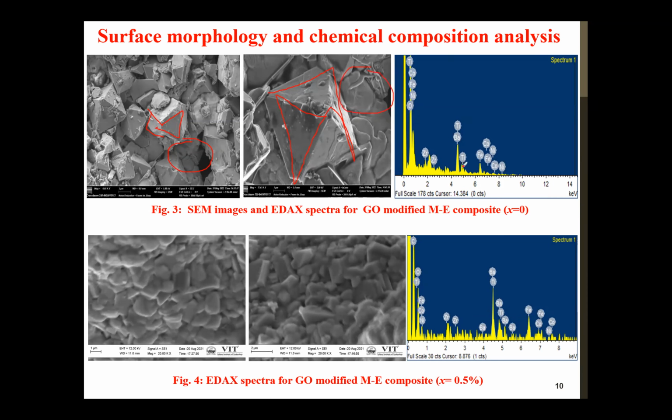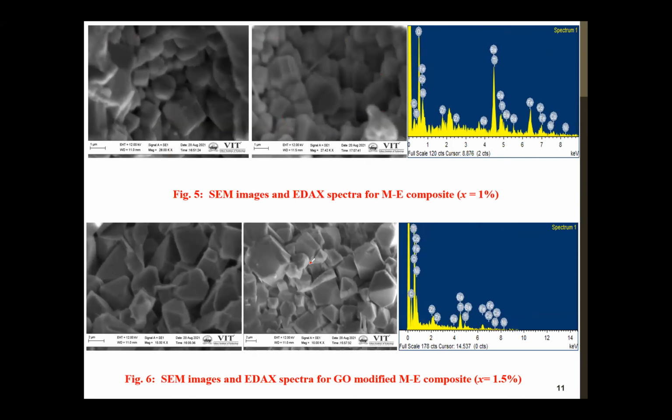From the EDS, it confirms that there is an absence of any secondary impurities in our composition. The same thing is observed for all the graphene oxide magnetoelectric composites with three different compositions, having a bipyramidal polygonal structure. And the EDS spectra of all the compositions confirm that there is no presence of any secondary phase or impurities in our material.